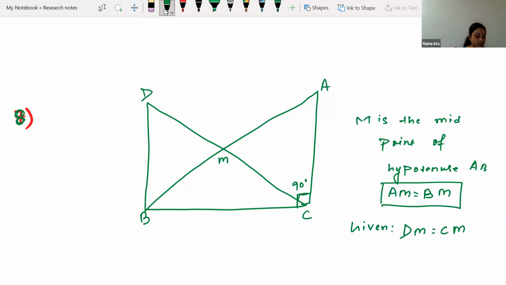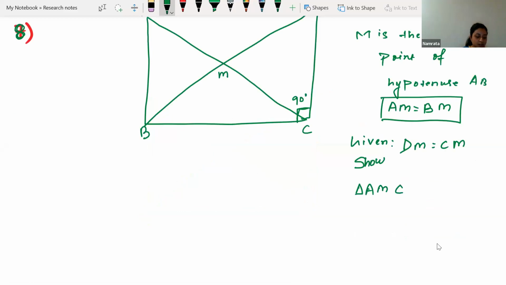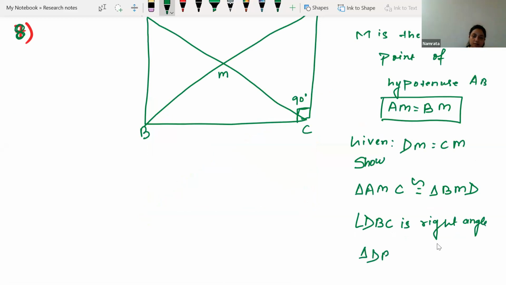We have to show that triangle AMC is congruent with triangle BMD. We also have to show a right angle, like DBC. Angle DBC is a right angle. We also have to show triangle DBC is congruent with triangle ACB. Let's see how we can do that.